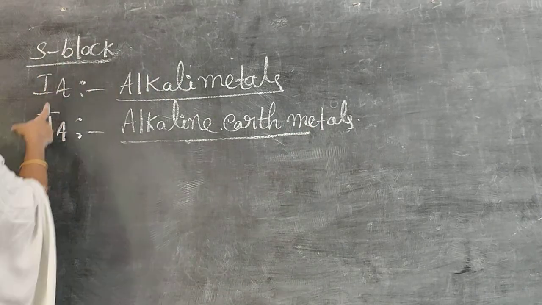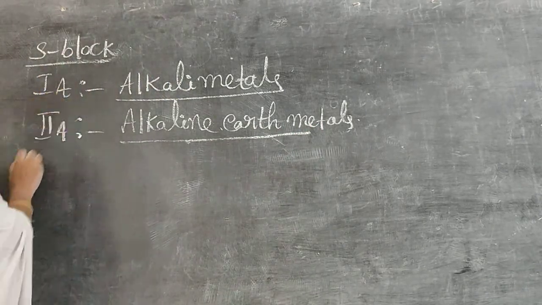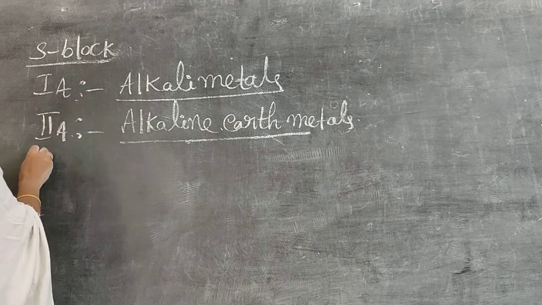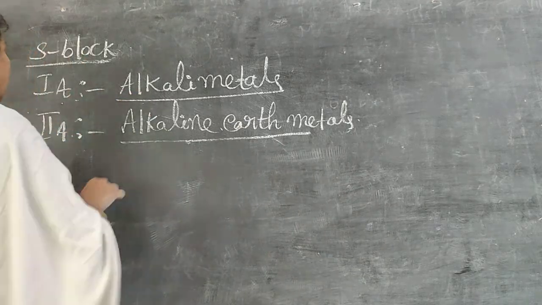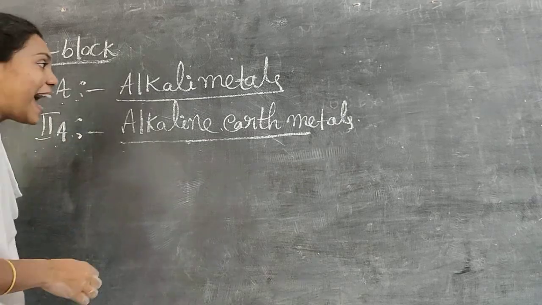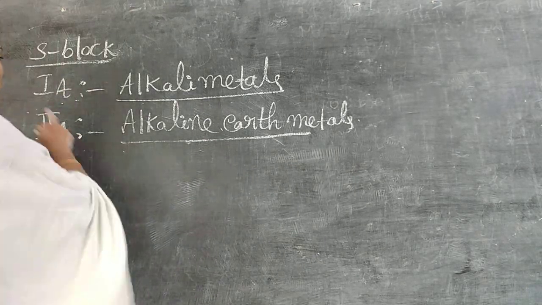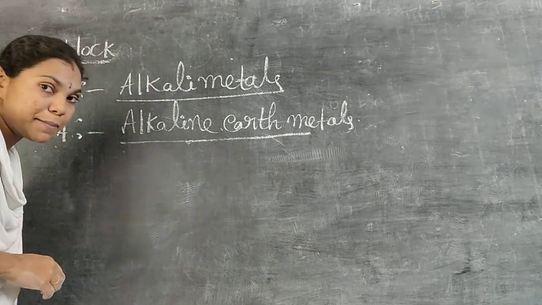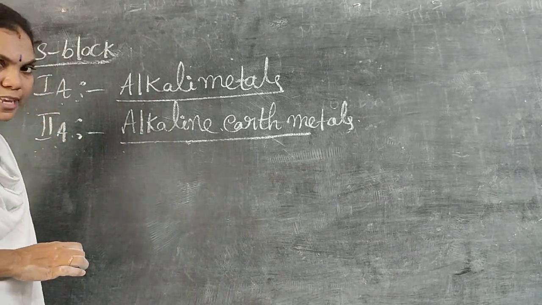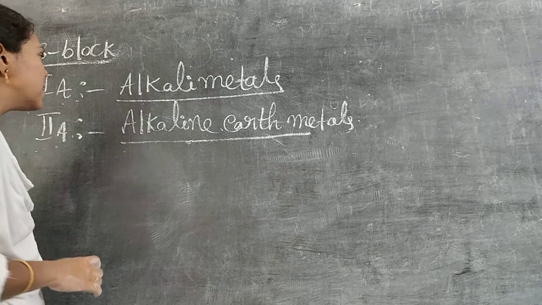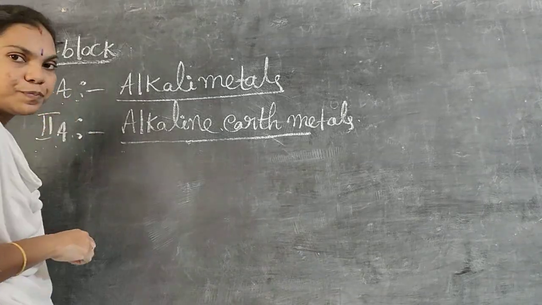In S block, two groups are present: 1A group and 2A group, that is first A, second A. The first A group is also known as alkali metals. The second A group is also known as alkaline earth metals.